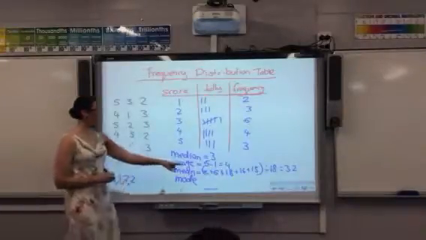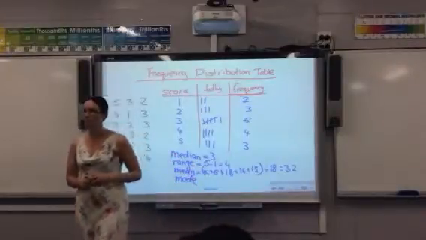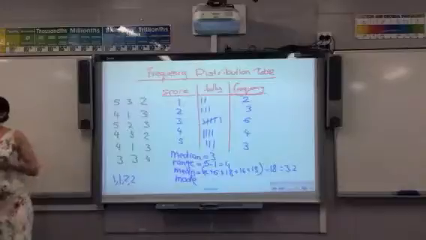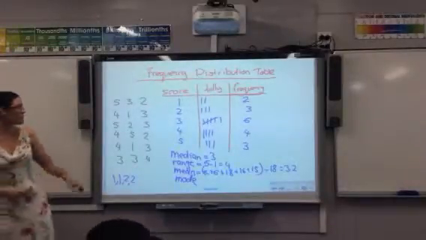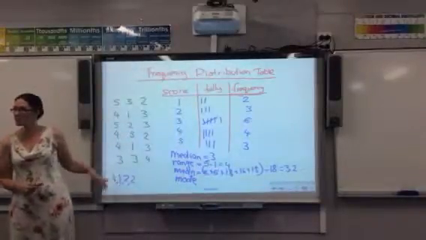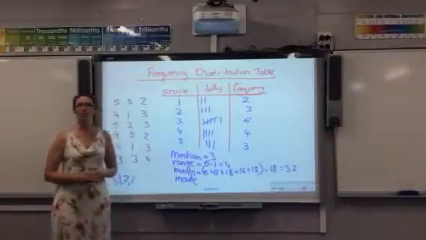Does everyone understand the shortcut that I did there? Because there were 18 different scores. Remember, we add them all up and we divide by how many there are. So this is just a shortcut rather than adding all 18 numbers. Make sense? Alright, the mode. It's the most common one, isn't it?